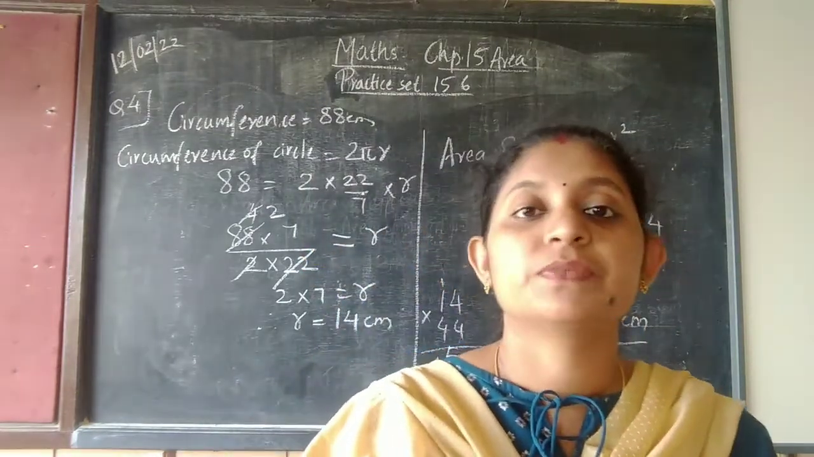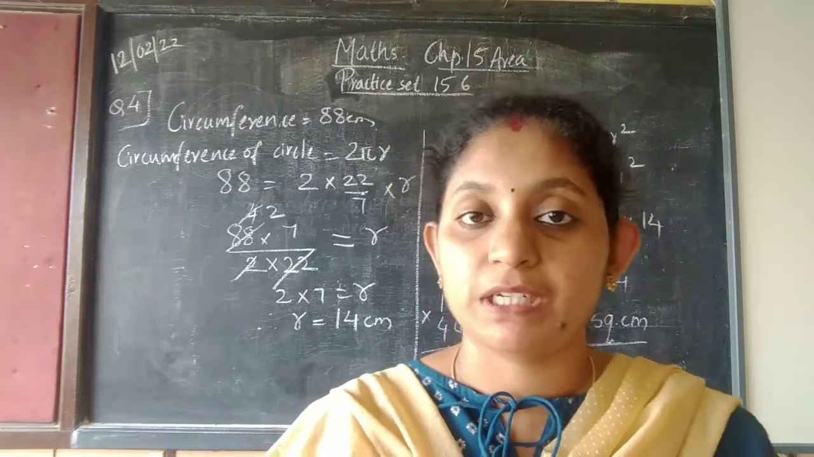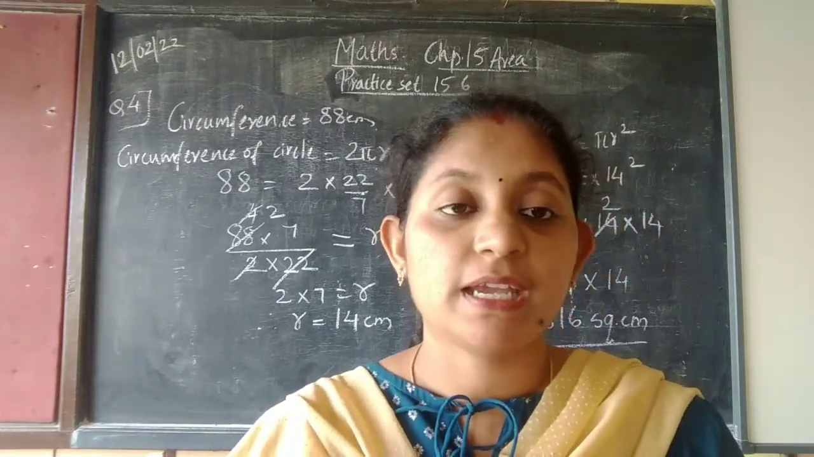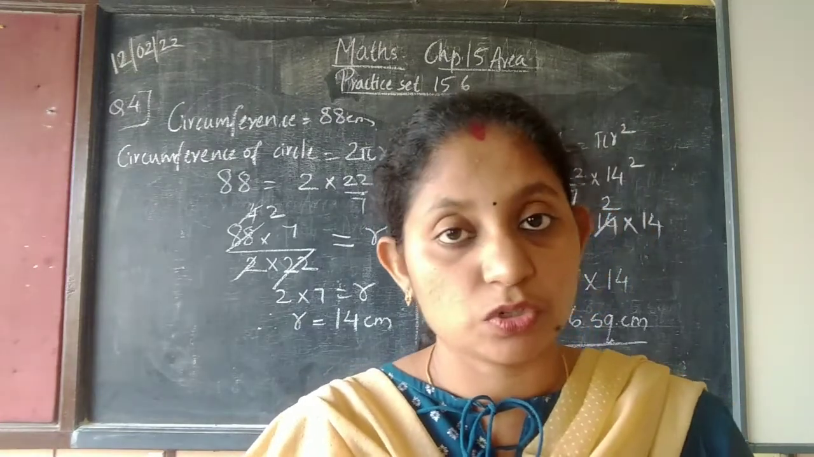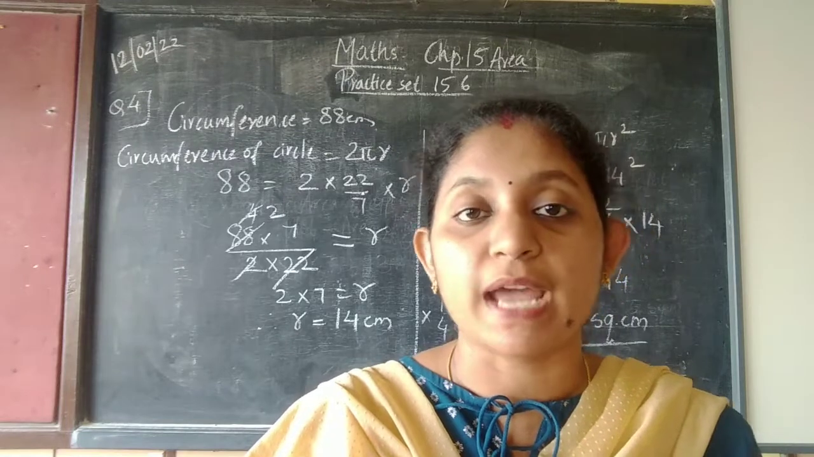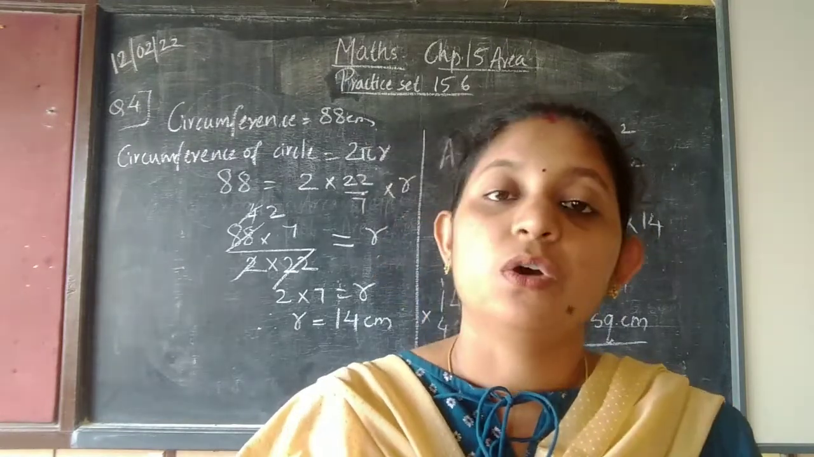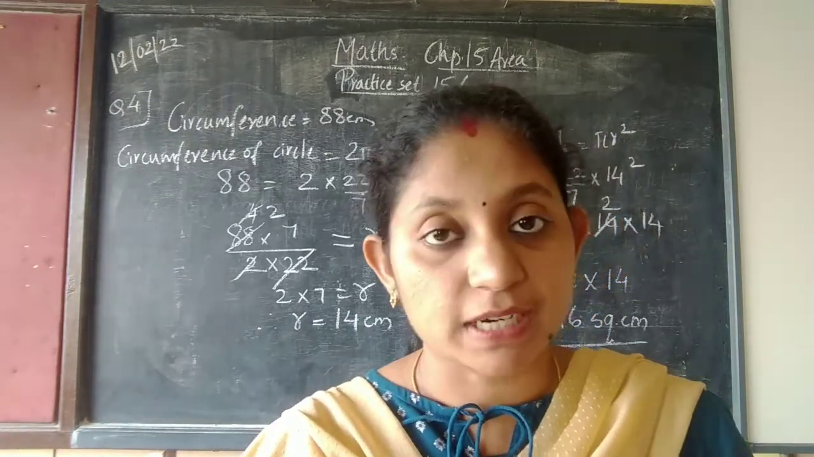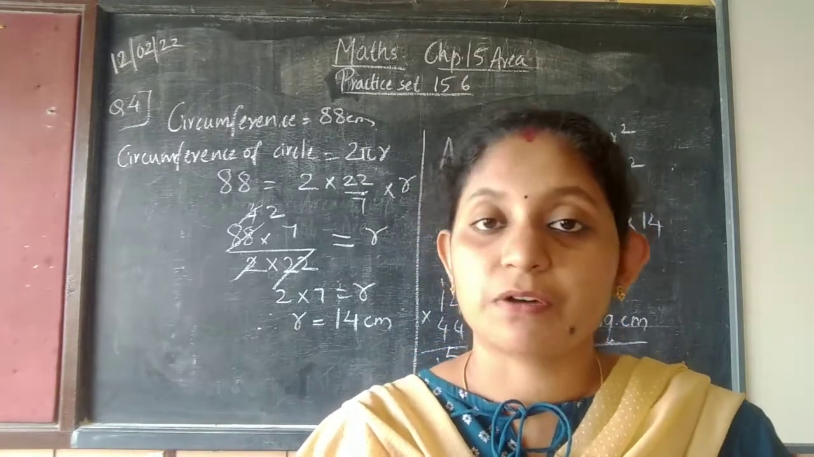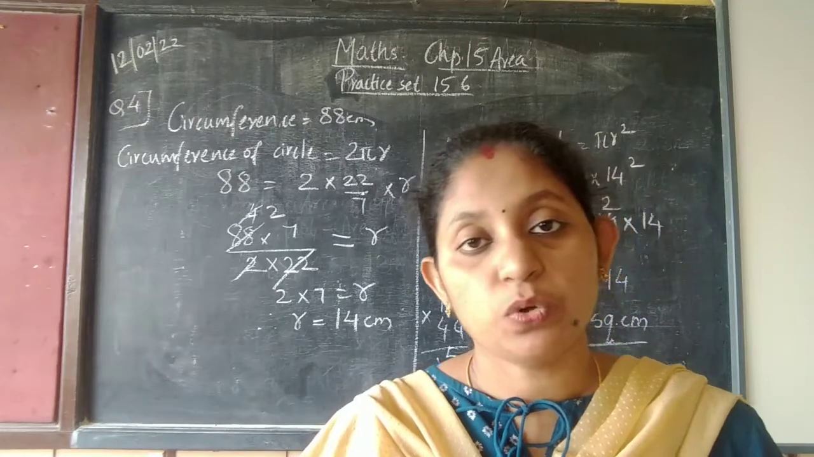So with this we have finished our chapter number 15. Okay. So many formulas are there. Area of parallelogram, base into height. Area of rhombus we have studied, half into diagonal 1 into diagonal 2. Okay. And then you have studied area of trapezium. What is area of trapezium? Half into sum of the length of parallel sides into height.